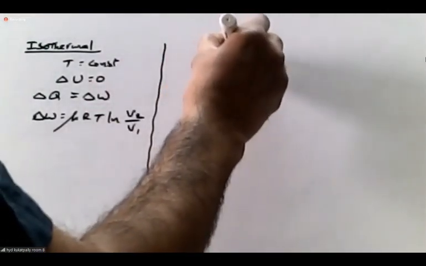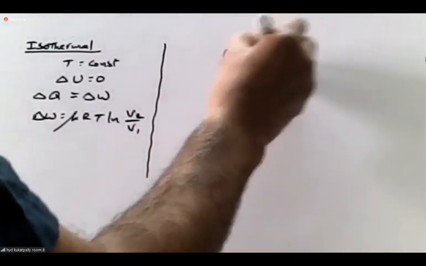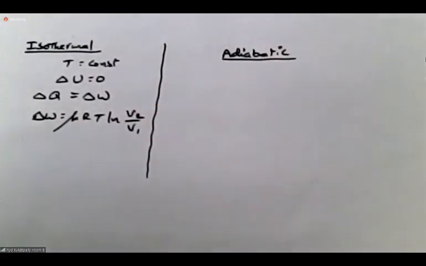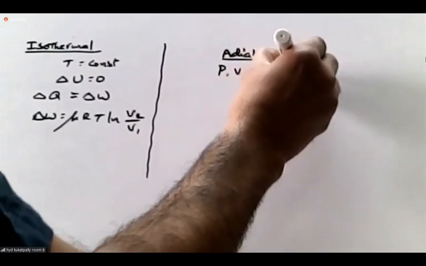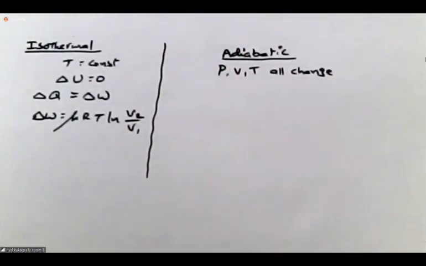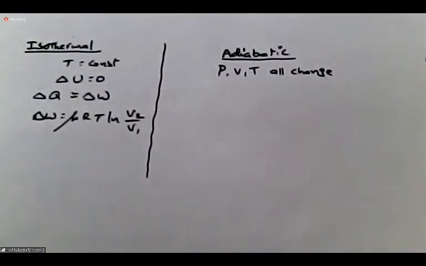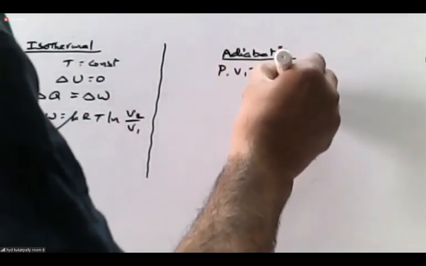Coming to adiabatic process. Adiabatic is a complicated process where none of the parameters are kept constant. P, V, T all change. No parameter is kept constant, but still delta Q is 0. There is a condition here.